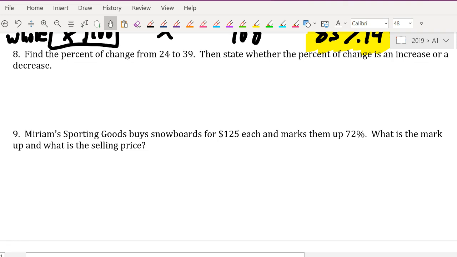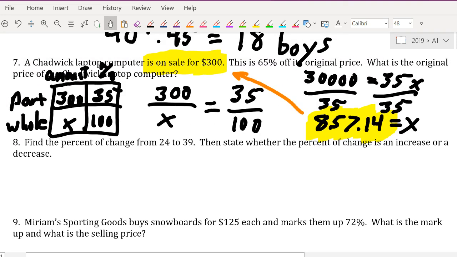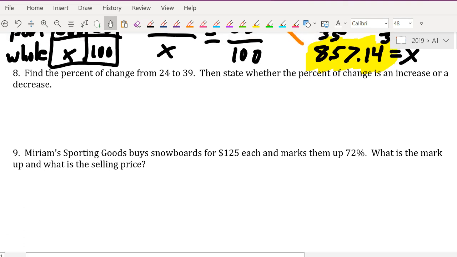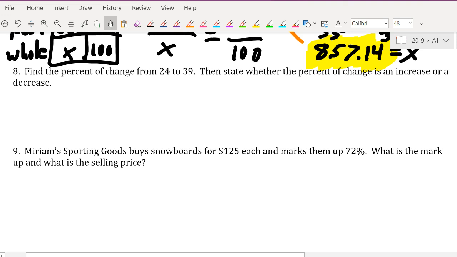Okay. So any questions about that problem? Just look out for if they give you the sale price instead of the original price on a problem. Okay? Number 8. Find the percent of change. Oh, percent of change. I love those problems. Who wants to try it? Melanie, let's try it. How do we find the percent of change?